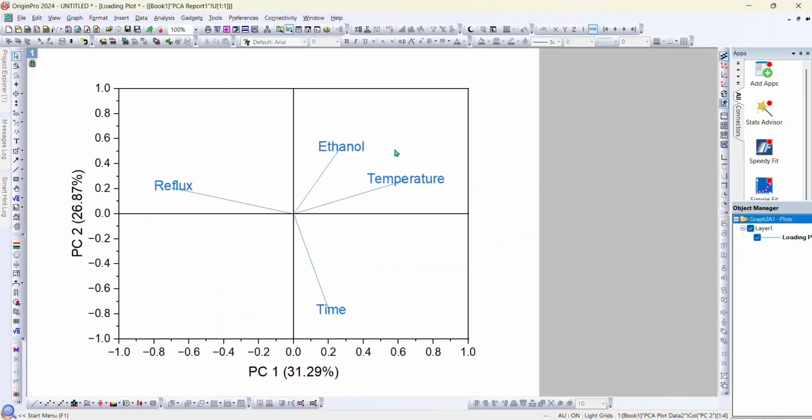Next is the loading plot, which shows how the original variables contribute to PC1 and PC2. We can see all the variables in the data. This result is important because it helps identify which process parameter most influences the ethanol purity.